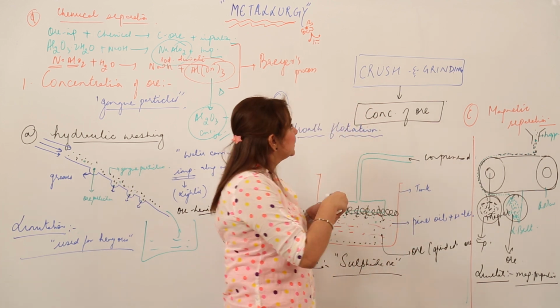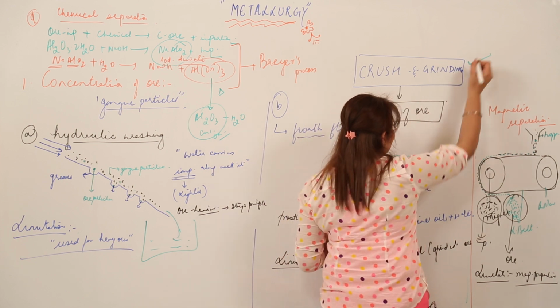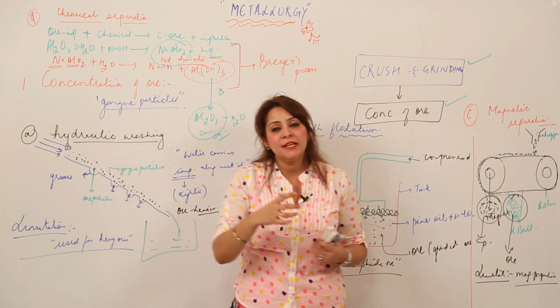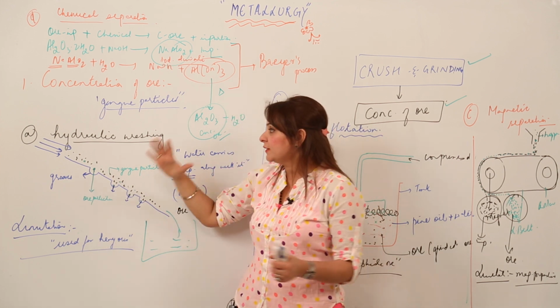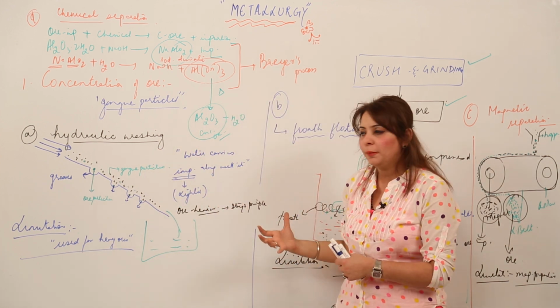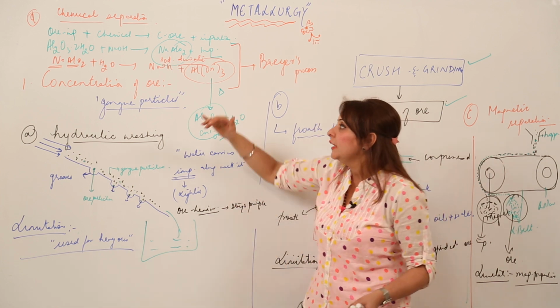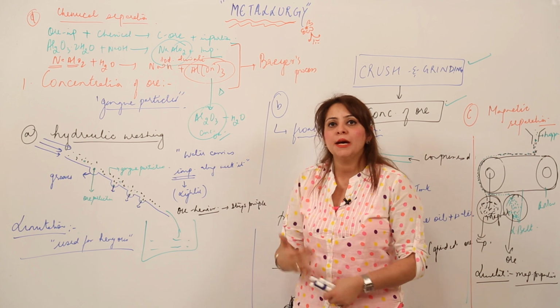So what we have done is crushing and grinding, and we have done the different methods for concentration of ore. Now we will be taking the second step. First of all, you should copy this in your notebooks so that you are familiar with all those processes which can be involved in the concentration of ore. Then we will be taking up the second step.